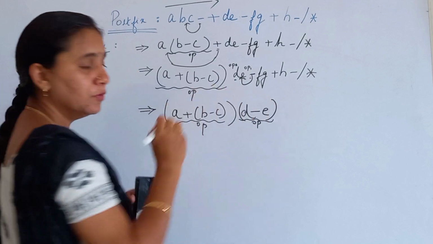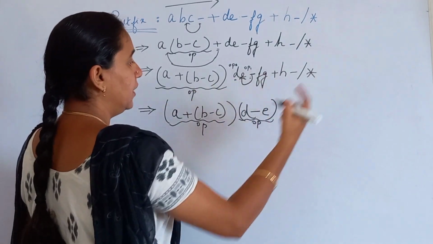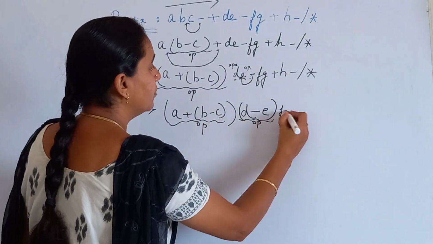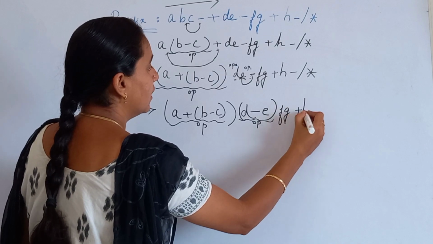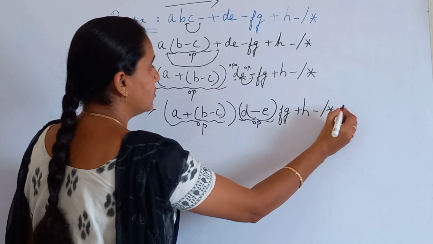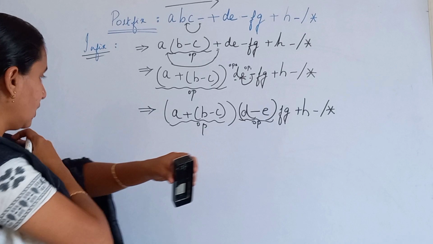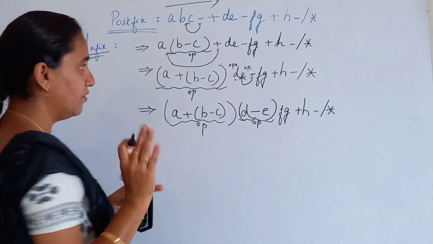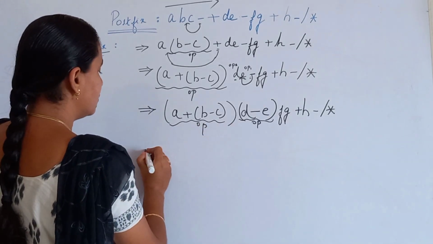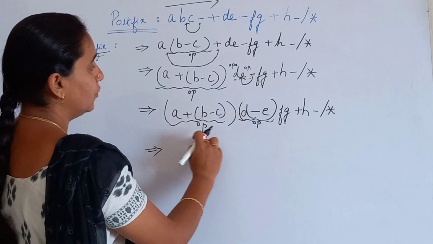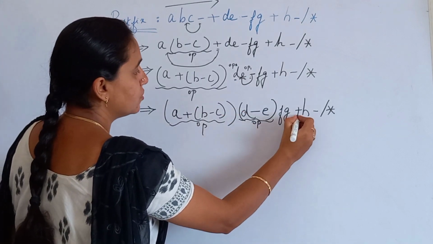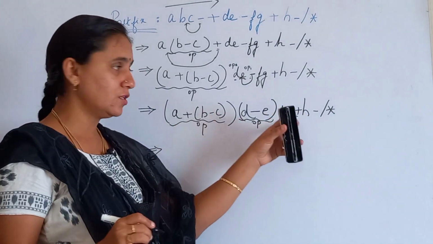Friends, are you all able to follow? Write the remaining expression as it is: F, G plus H minus slash and star. Okay, now we have finished. Once again you start searching from left. If you go on, see, this is your next operator. What is the next operator?